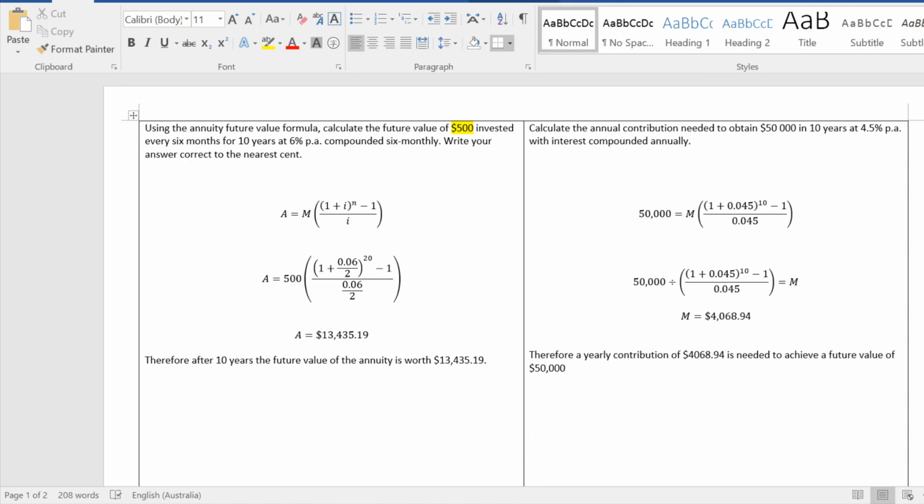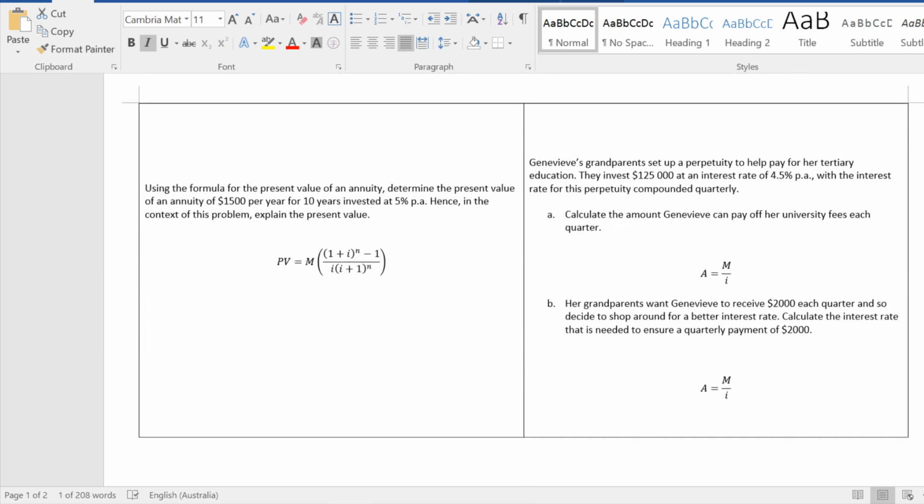But in this case, we know what we want to end up with. We need to find the monthly deposit that we're going to be making into that annuity. And that's exactly what we've done here to get our $4,068. Just to double check it, if you times that answer by 10, we get a total of $40,000. We know we're going to end up with over that, 50, so it seems about right. Okay, on to the next one.